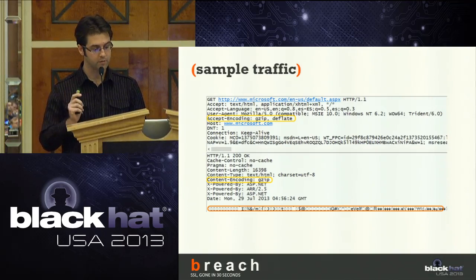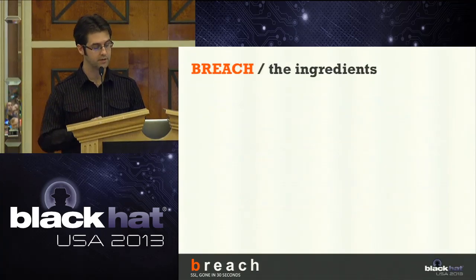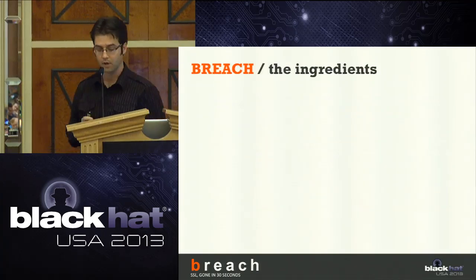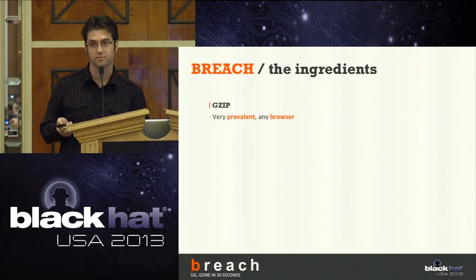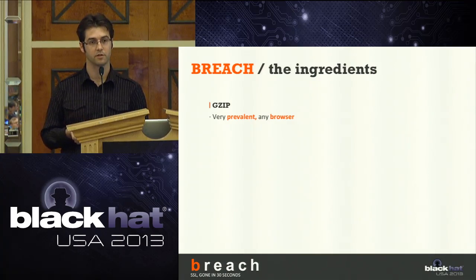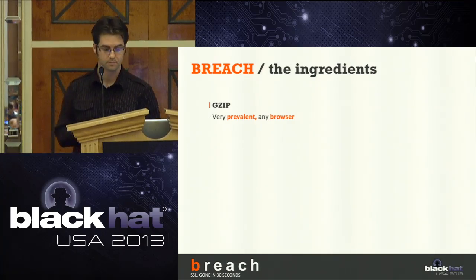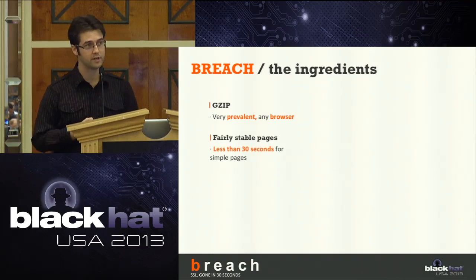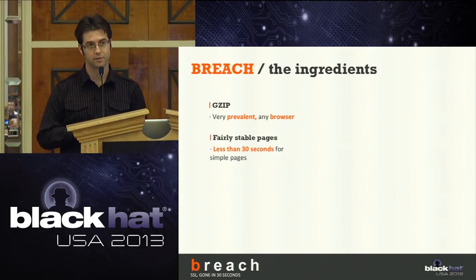Now, what are the ingredients for the attack? What do we need for Breach to actually work? Well, first of all, we need compression. That's kind of key here. But like I said before, it's very prevalent. Lots of web applications use it, and this will work against any browser. The second bullet is not strictly a requirement, but does make the attack faster and easier for us.